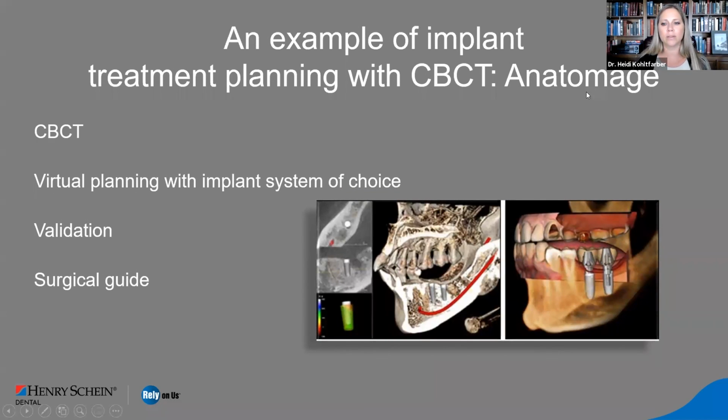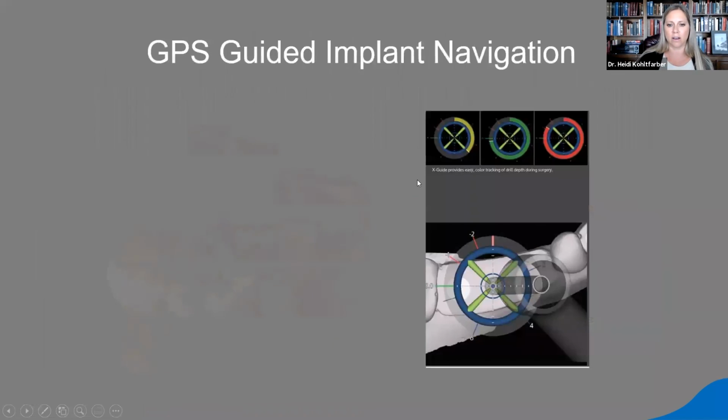Same thing with Anatomage. So this is an example of implant treatment planning with Anatomage. So obtain your CBCT. They're also going to have a catalog of all of your different implants. And then again, you'll validate and your surgical guide, sending that off.